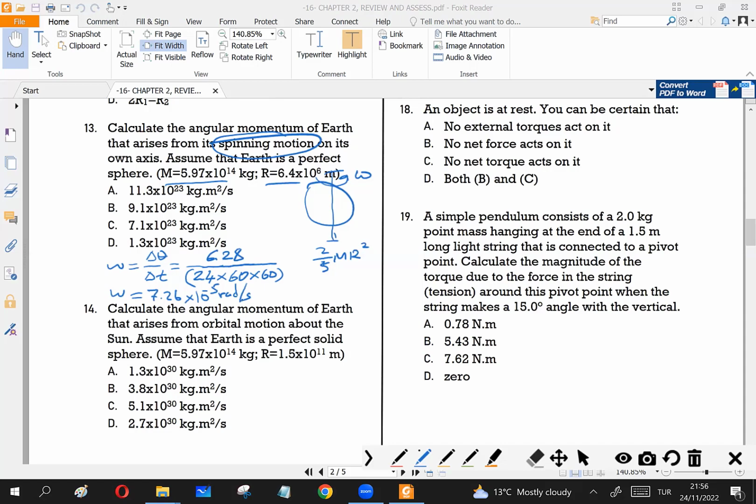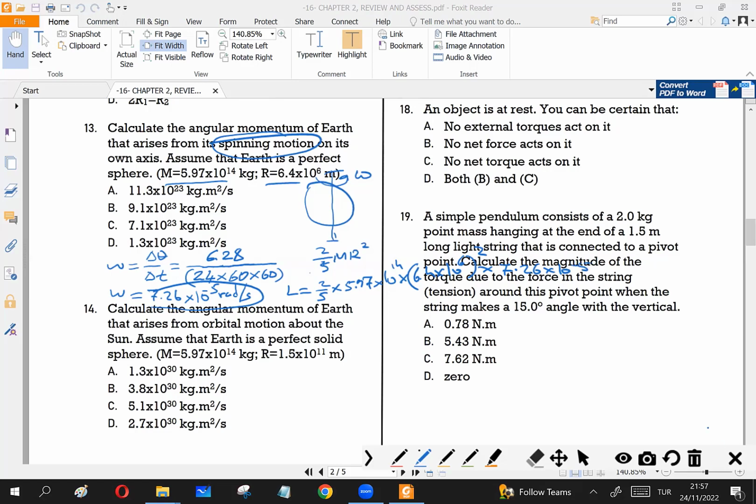This is angular speed. To calculate angular momentum, I need to multiply omega and I. So let's multiply. I is 2/5 times M, which is 5.97 times 10 to the power of 24, times the radius, given as 6.4 times 10 to the power of 6, but we should square the radius. Multiplied by omega, 7.26 times 10 to the power of -5. When you calculate them all, you will get the correct answer.